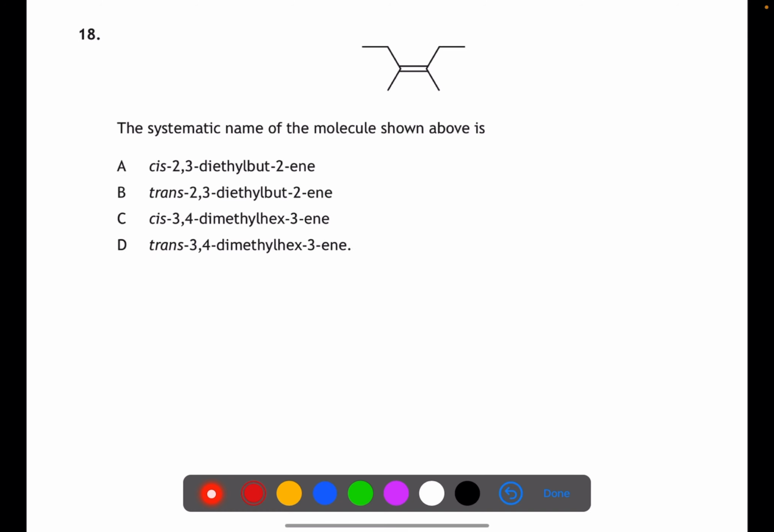Question 18. The systematic name of this molecule is what? So here we have to have a look at what we have in the structure. We have 1, 2, 3, 4, 5, 6 carbons in our longest chain here. Now if we number them from the end closest to the double bond, it is symmetrical, so we can just number from the left here. So this is going to be based on hex-3-ene, so we can ignore A and B. We can see that we have our dimethyl group, we've got a methyl on 3 and 4, and they are on the same side of the double bond. This means that this is the cis isomer.